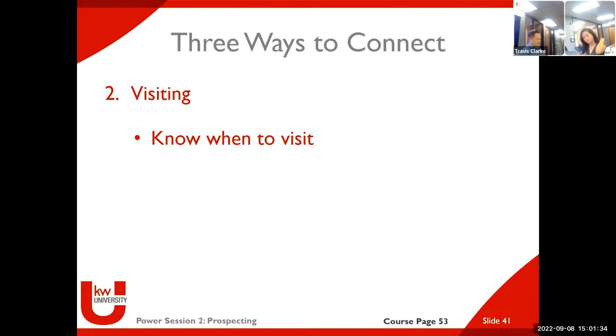Visiting: know your options for your visit, know who you're gonna visit, and know when to visit. Don't visit someone's house at 9 p.m., right? Don't visit someone's house at 7 a.m. Make sure it's a good time and know why you're visiting. We talked about this before. When I door knock, I come with something of value.